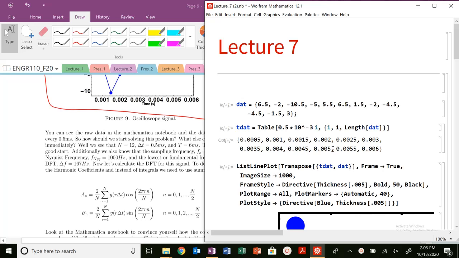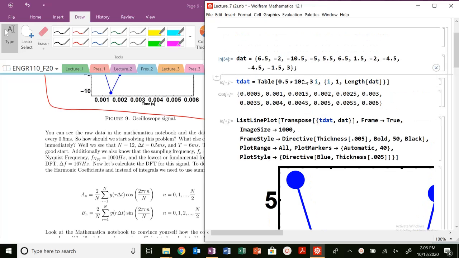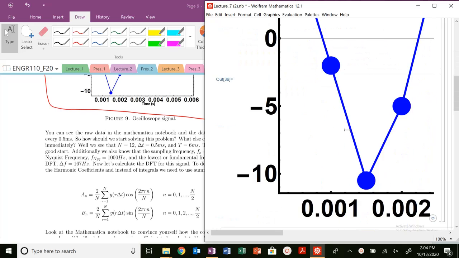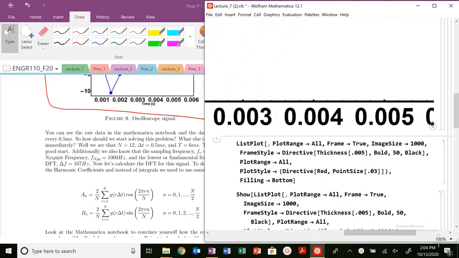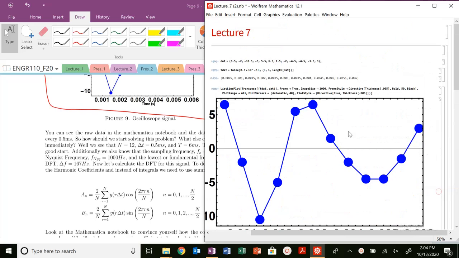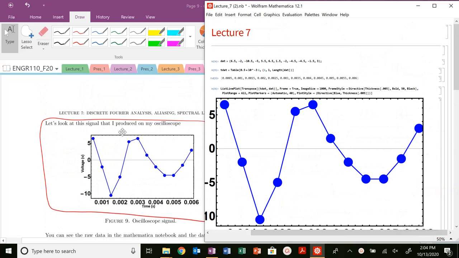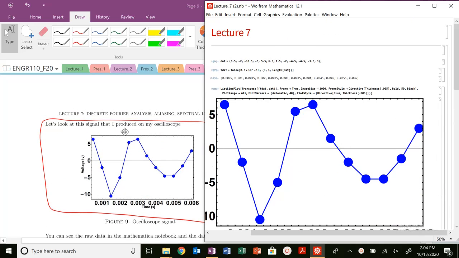So again, discrete Fourier transforms, we're looking at a discrete data set here. So these are my y values here. These are my t values in time. And I can just plot these right here. So plotting these values, and you can see the curve looks, let's zoom out for a second. Curve looks very similar to what we see, and exactly similar to what we see in the graph here.